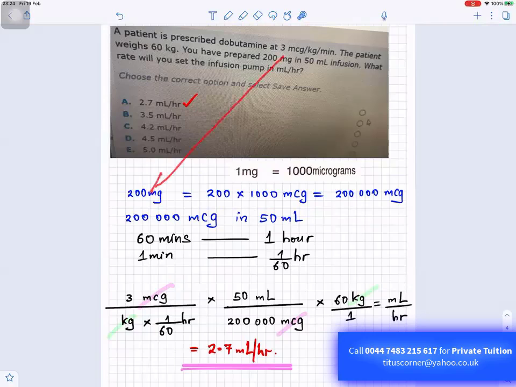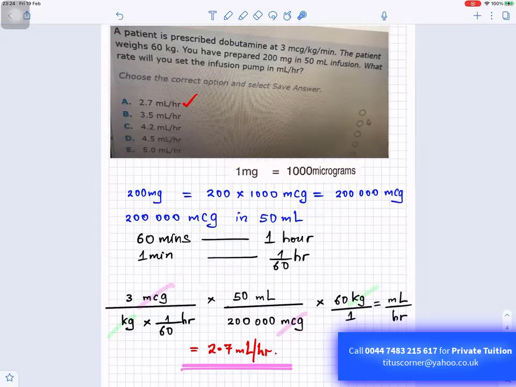200 milligrams is 200 times 1,000 micrograms. So that will be 200,000 micrograms. Make sure you get the units the same. That's milligrams, that's micrograms. Change them to the same units. 1 milligram is 1,000 micrograms, so 200 times 1,000 gives you 200,000 micrograms. Now we've got the same units. So we know there's 200,000 micrograms in 50 milliliters.